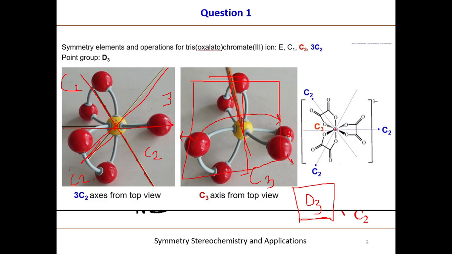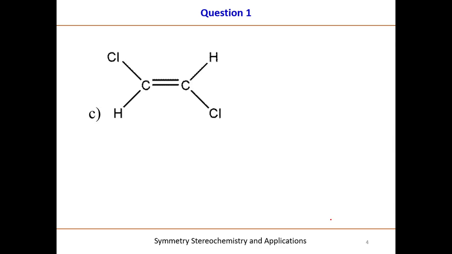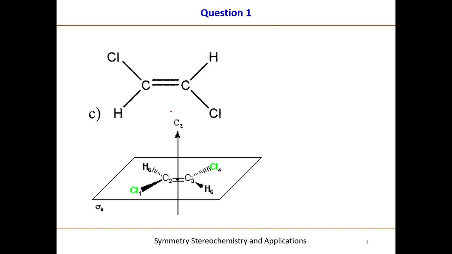I hope all of you are clear here. Let's move to the next question. Which molecule is this? Can anyone tell me? This is a dichloroethylene. Here, this is a trans one. Both cis and trans configurations are possible. So here we have trans dichloroethylene.